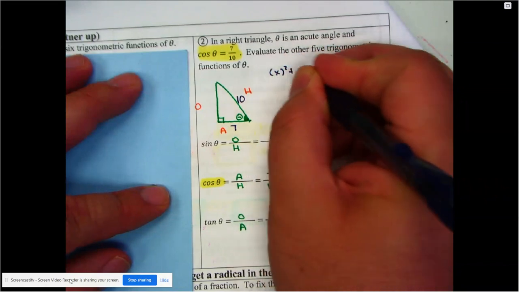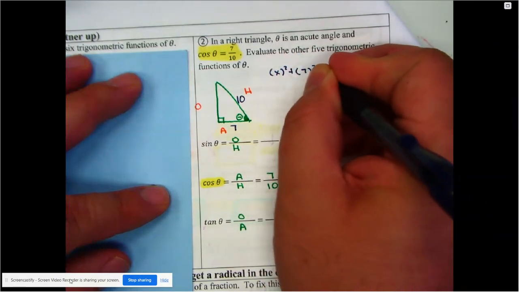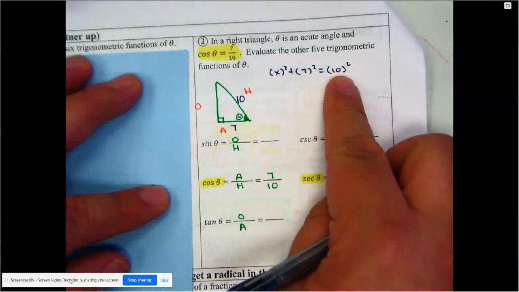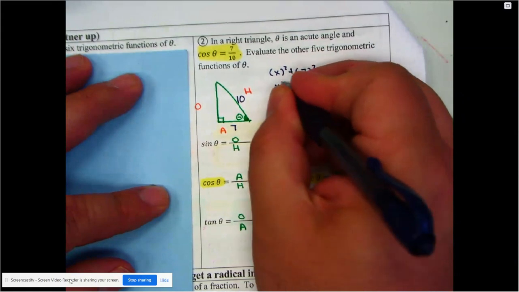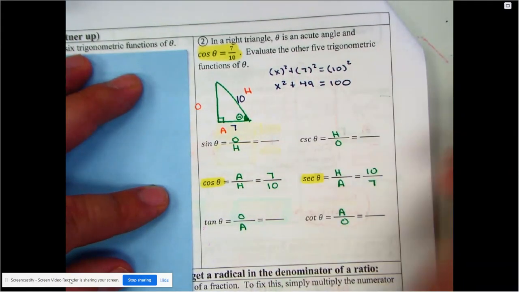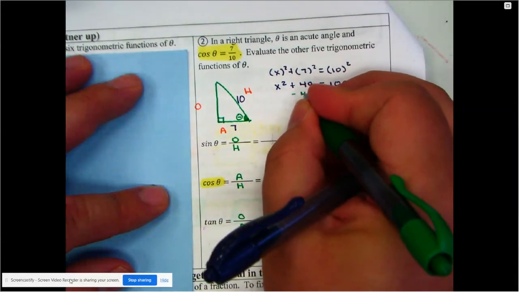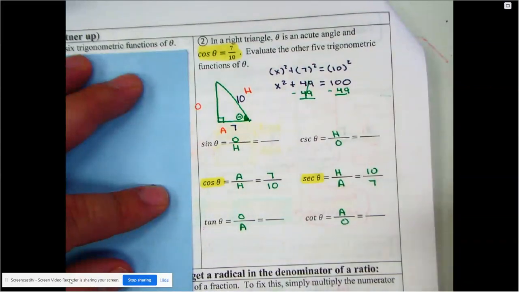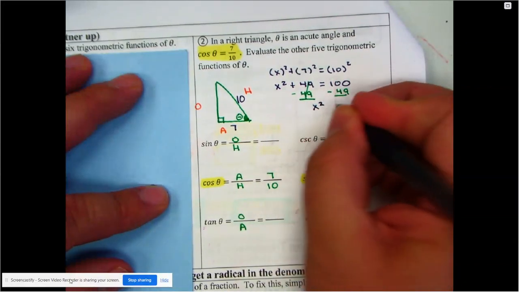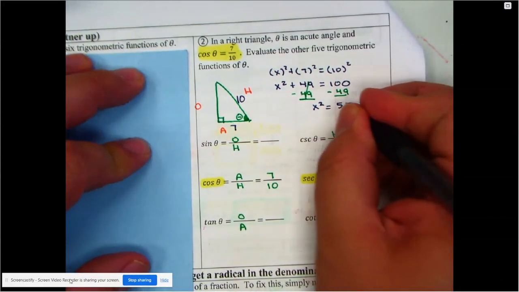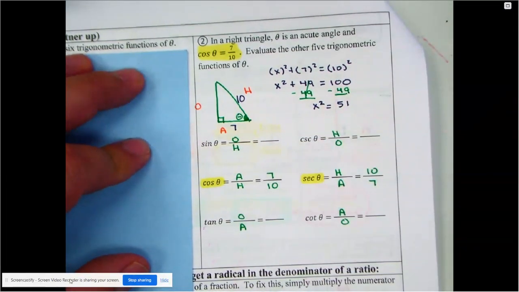So x squared plus 7 squared is equal to 10 squared. There's the hypotenuse with a power of 2 by itself. x squared plus 49 is equal to 100. Take away that 49, right? We've been doing Pythagorean for a while now, so we know the basic steps. x squared is equal to, well, when you subtract these two from each other, it's 51. And then, of course, we take a square root.